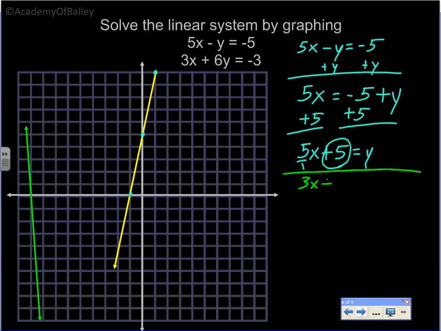3x plus 6y is equal to negative 3. Let's let y equal 0, and we're going to find the intercepts. Y was 0 in this case, so we know those cancel out. To get x by itself, divide both sides by 3. So x would be equal to negative 3 divided by 3, which is negative 1.